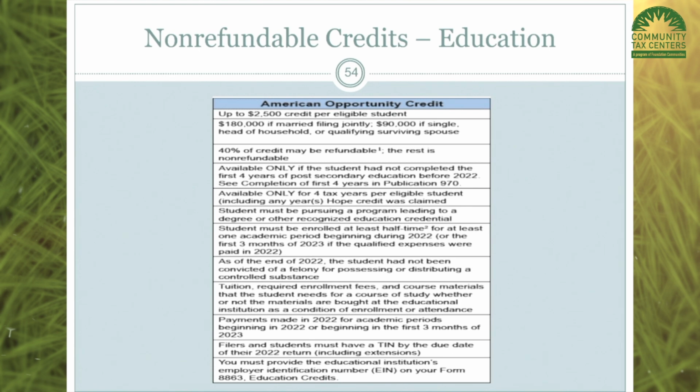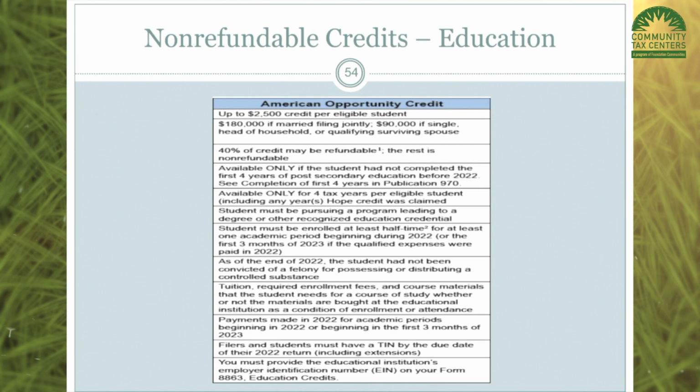The student must be enrolled at least half-time for at least one academic period beginning during 2022. So that's typically for most of them, I think around 6, maybe 9 credit hours. We know if they're enrolled at least half time when we look at the 1098-T. So that's not something that we actually have to ask them. We'll find that on the form when we look at that next.